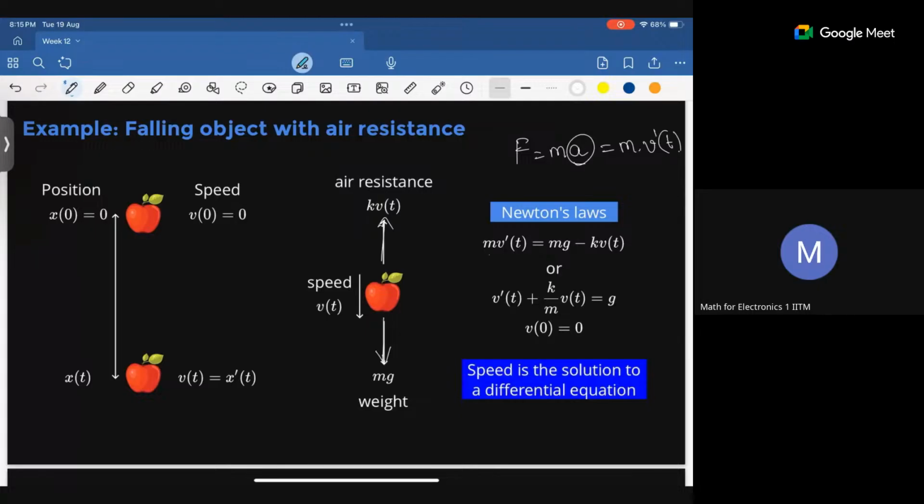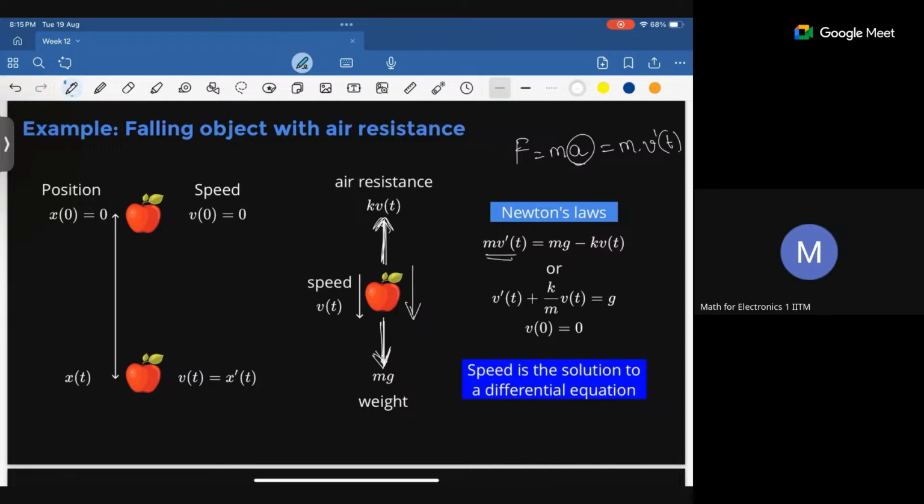So that force m v prime of t is a combination of these two. And since the object is moving in this direction, this weight will act as positive, and this is in the opposite direction, which will act as a negative. So this overall force m v prime of t will be mg minus k times v of t, right?